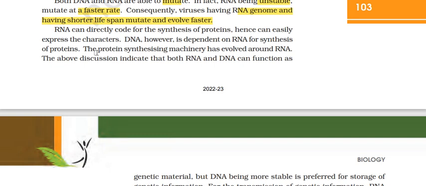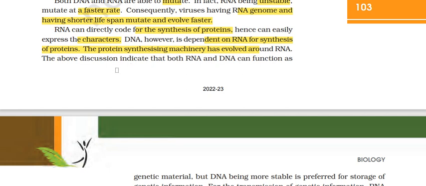RNA can directly code for the synthesis of proteins, hence can easily express the characters. क्योंकि RNA के बाद सीधा translation होता है और proteins बनते हैं. DNA however is dependent on the RNA for the synthesis of proteins, ठीक है, क्योंकि जो protein synthesis machinery है, it is evolved around the RNA. तो ये कह रहा है because हमने सेंट्रल डॉगमा में पहले ही देखा था. पहले तो हमारे पास आता है you have transcription and then you have translation. So DNA is dependent upon the RNA for the synthesis of proteins. RNA का ऐसा कोई मसला नहीं.